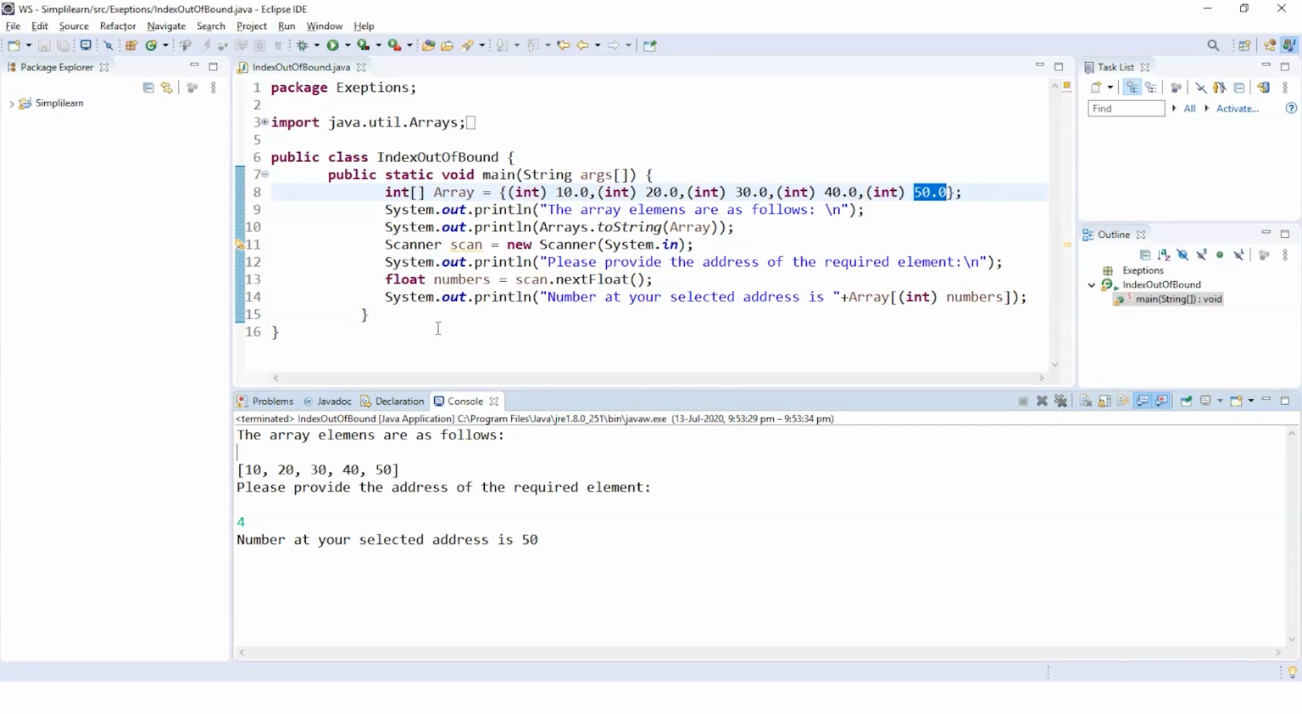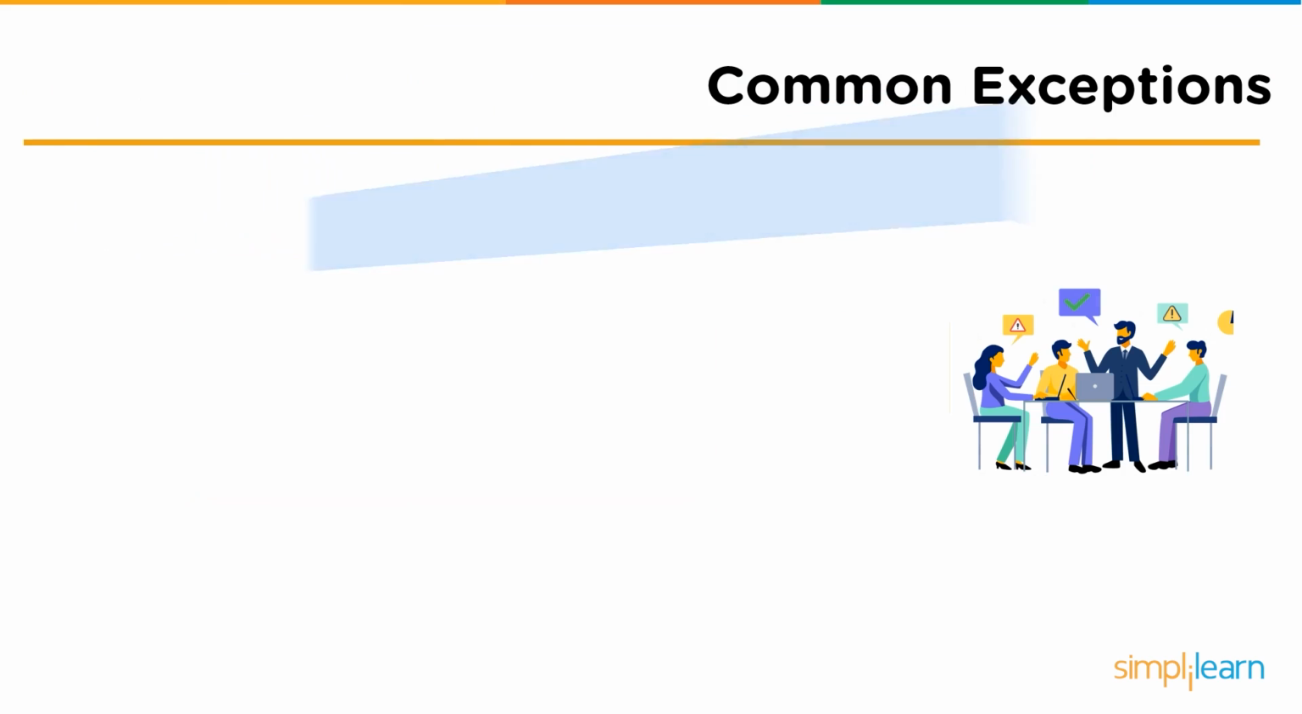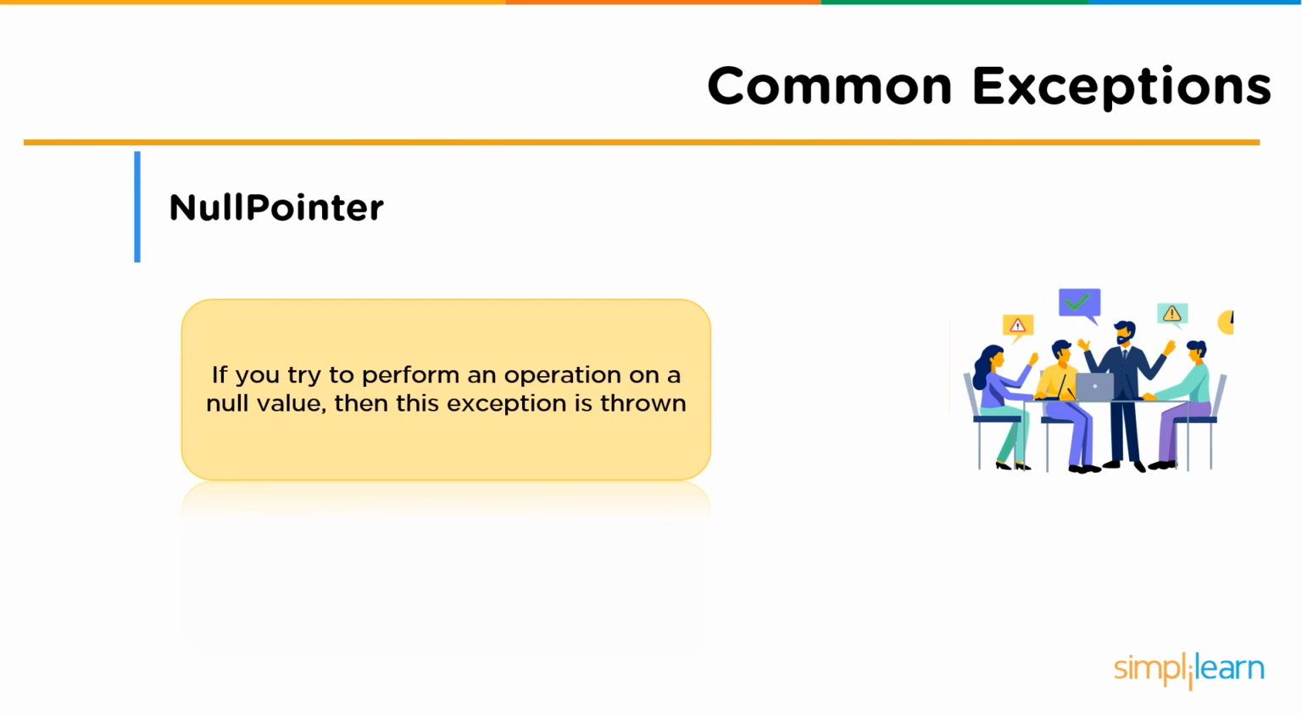Now let's move ahead into the next type of exception, which is none other than our null pointer exception. If you try to perform an operation on a null value, this particular exception is thrown. So it might be a little ambiguous. To understand this particular exception in a perfect way, let us go through a practical example.